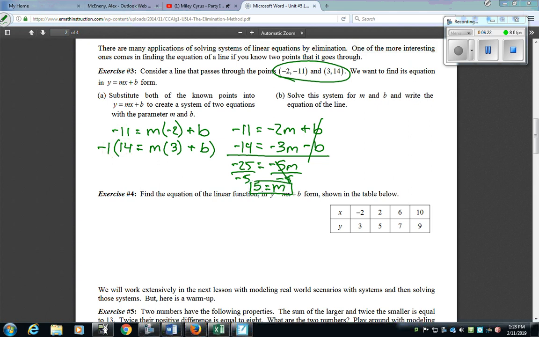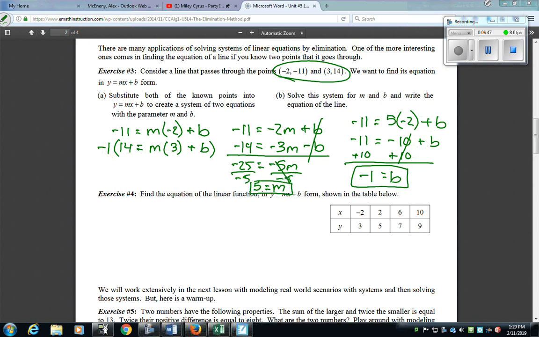And to find b, what I can do is take that m value and plug it into one of the equations. So I got 5 times negative 2 plus b. I'll have negative 11 equals negative 10 plus b, and I can add 10 to both sides. So b ends up equaling negative 1. That means my values for m and b are 5 and negative 1, which means my equation will be y equals 5x minus 1. And I could easily check that in the calculator to make sure that these 2 points are on that line.